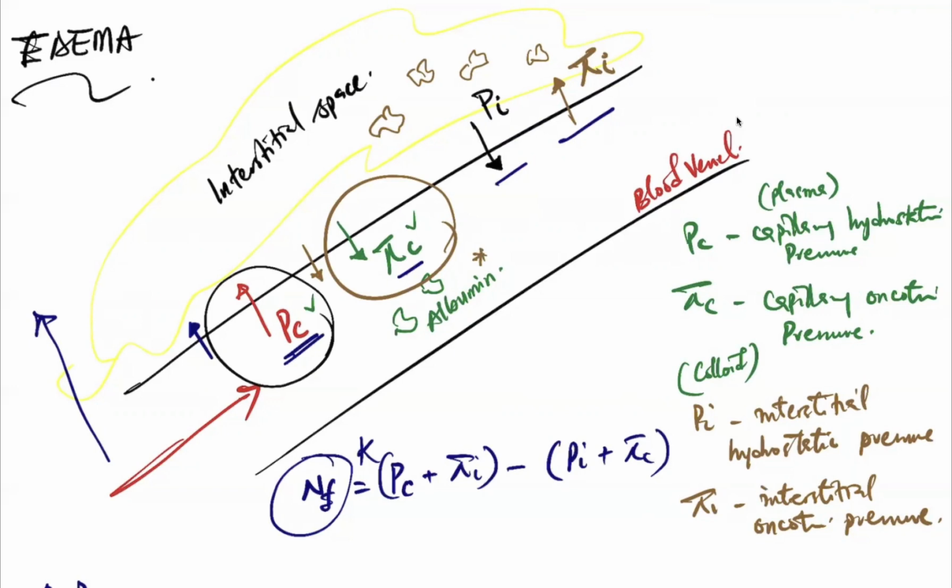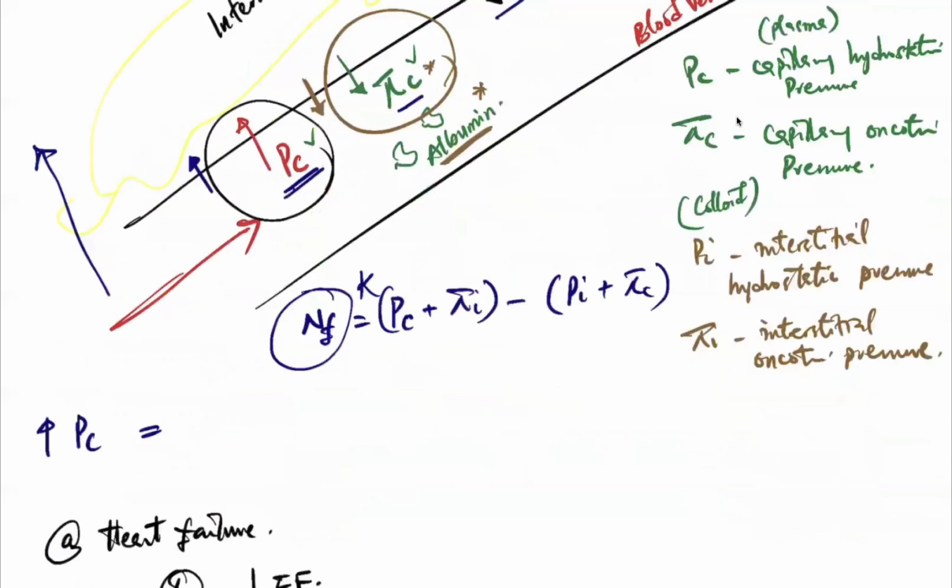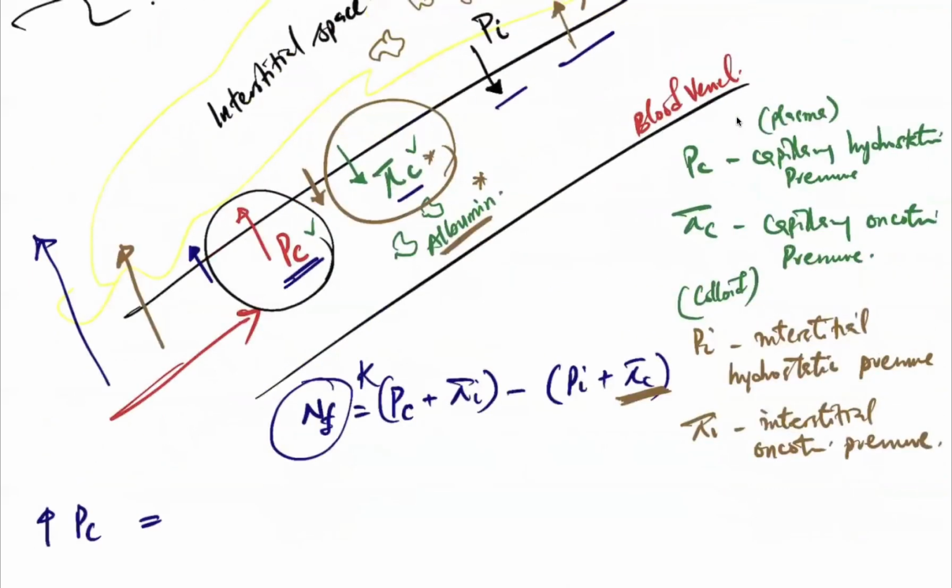Now, if for some reason there is no protein in the blood vessel, then you're not going to have fluid coming into the blood vessel because the capillary oncotic pressure will be too low. If you decrease the capillary oncotic pressure, net filtration will favor the opposite direction. And as a result, again, you have edema.